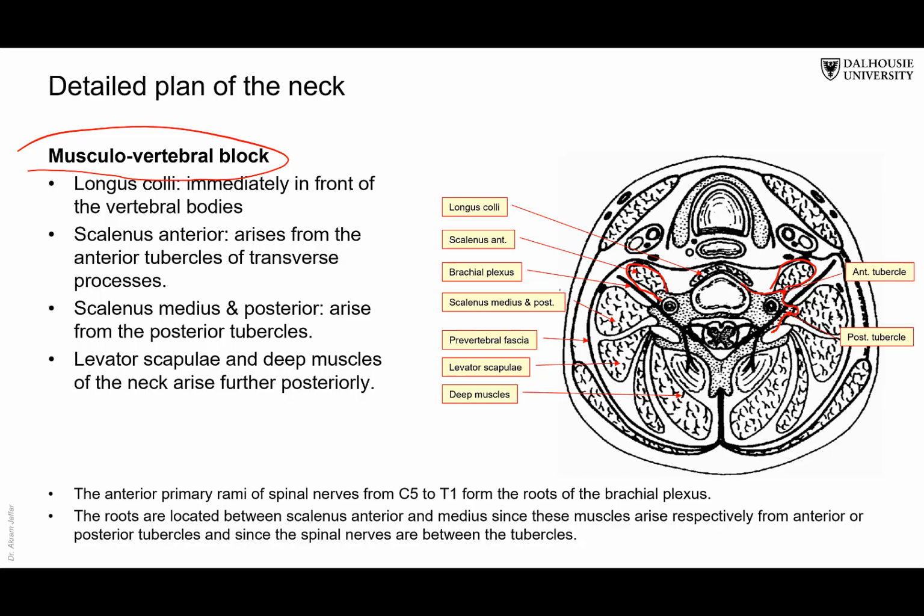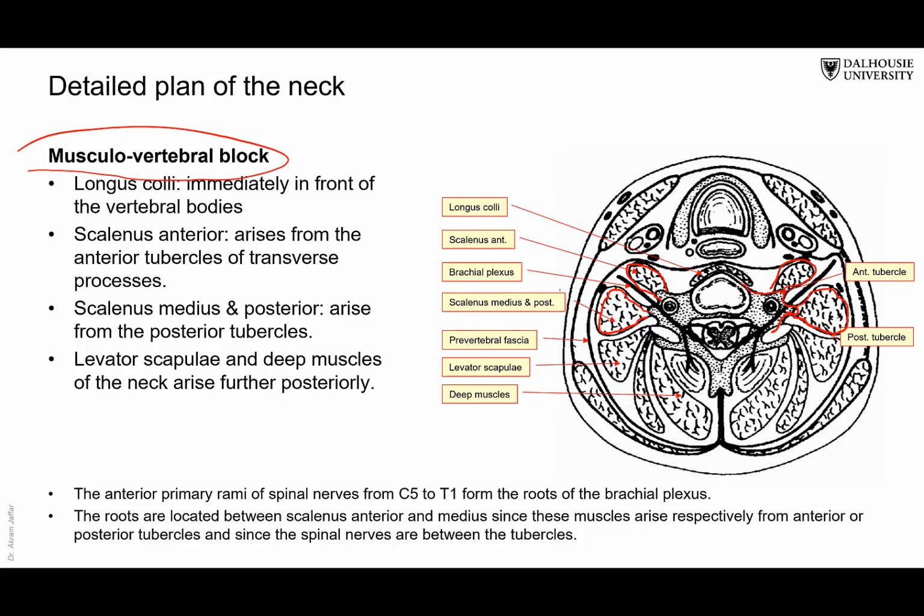And to the posterior tubercle is attached another muscle. Actually, two muscles are attached, but the second muscle is very small. So the bulky muscle here is called the scalenus medius, and the scalenus posterior, which is a little bit smaller than the scalenus medius, is not even drawn here. In other words, scalenus anterior is attached to the anterior tubercle of the transverse process of cervical vertebrae. Scalenus medius is attached to the posterior tubercle.